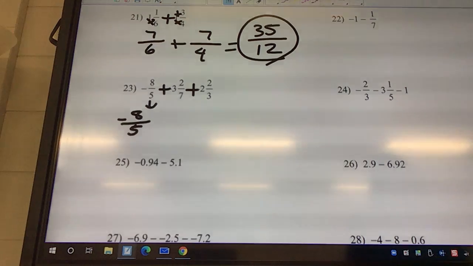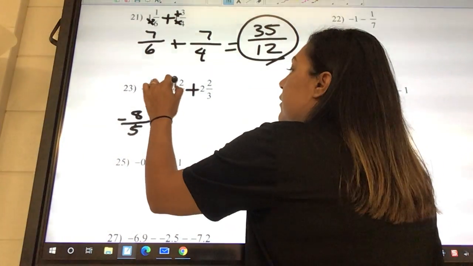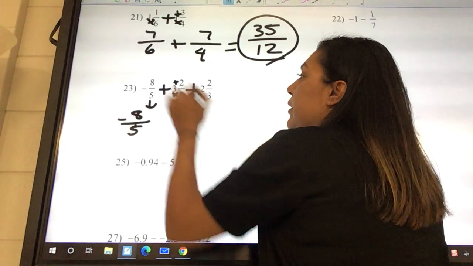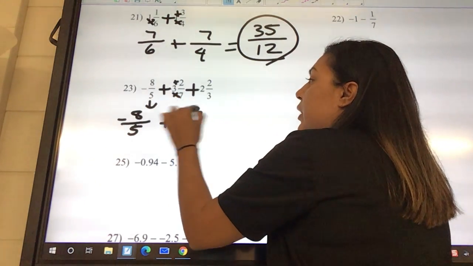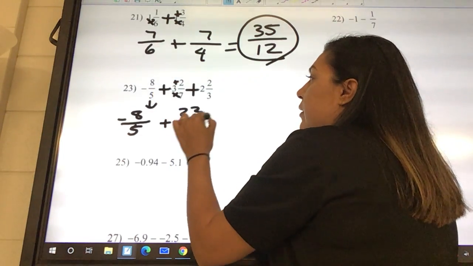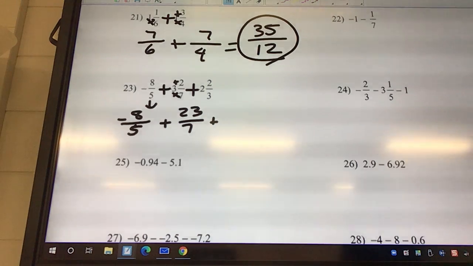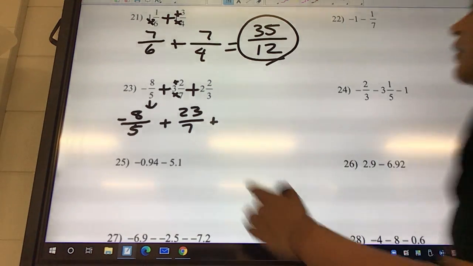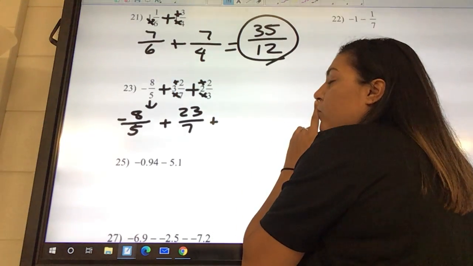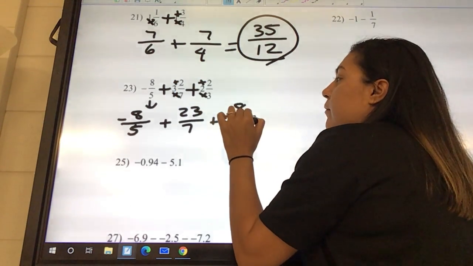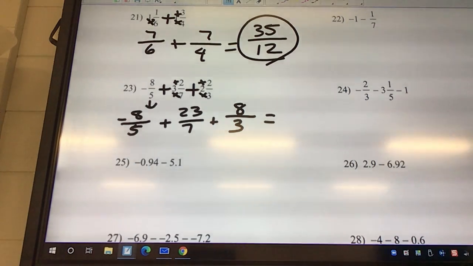Is it improper or mixed? It's mixed, okay? So 3 times 7 plus 2. What are you going to get? 23. So you got plus 23, and we keep our bottom number the same, which is 7. The third one, is that improper or mixed? It's mixed, okay? So 2 times 3 plus 2. 8 over what? 3. Perfect. Add all those on your calculator and see what you get.